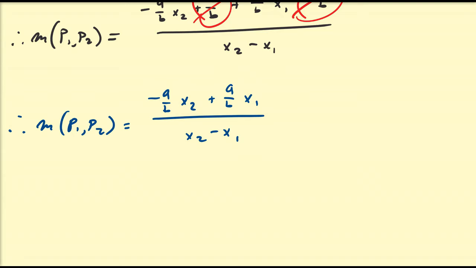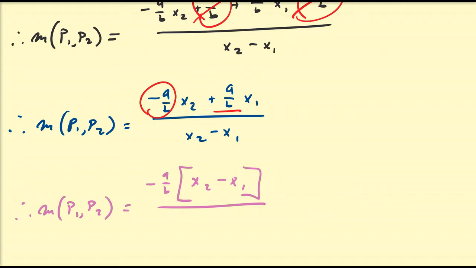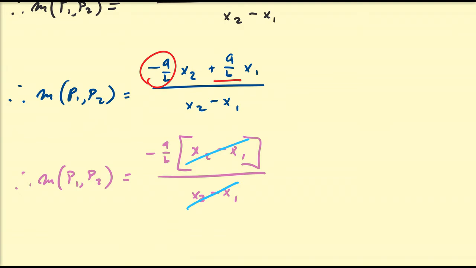So now what I'm going to do is factor out a negative a over b out of the first term and the second term. So that's going to give us m of P1 P2 is equal to negative a over b times x2 minus x1, all divided by x2 minus x1. Remember, x2 and x1 are just numbers, so these pretty much cancel out. So we're just left with negative a over b as the slope between these 2 points.